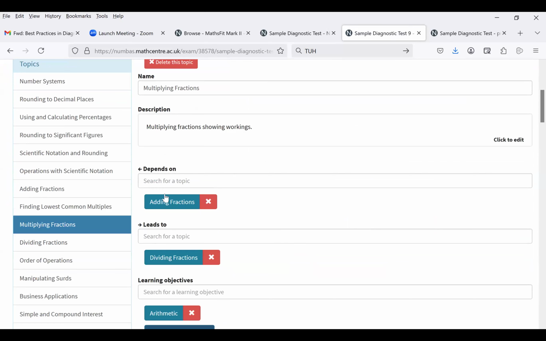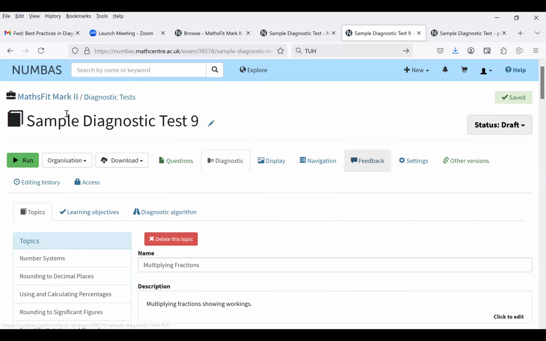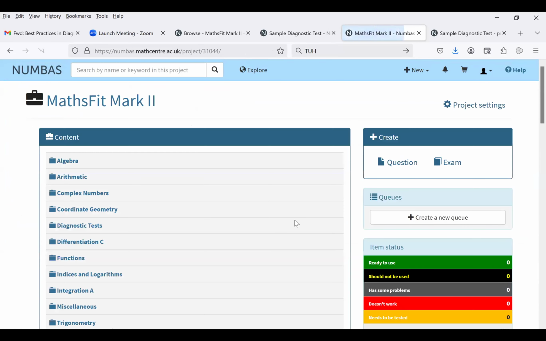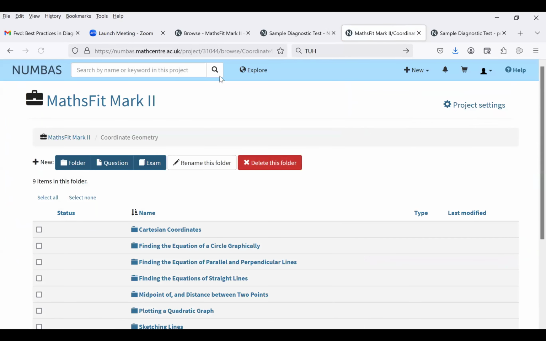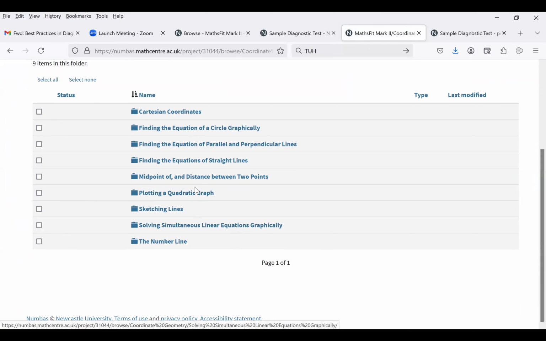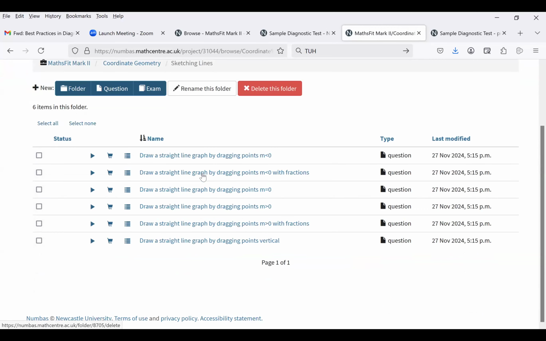We also have questions for most of these. If I click into coordinate geometry, for example, some topics will have one question, sometimes we'll have multiple questions. Here we actually have 6 questions in this topic. So it depends on what we have. We still have a few things to do.